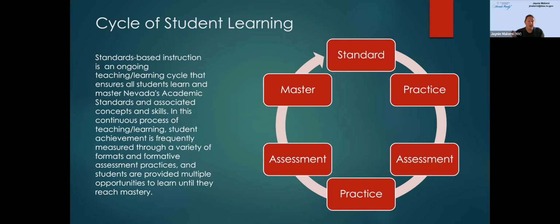But then you see we're going to practice it. You have to assess that practice. Then you practice it again, and then you assess that practice, right? We need to see where our students are at, and we need to be able to assess these using formative assessments in a pretty consistent, constant way, so we can actually see growth in our students.